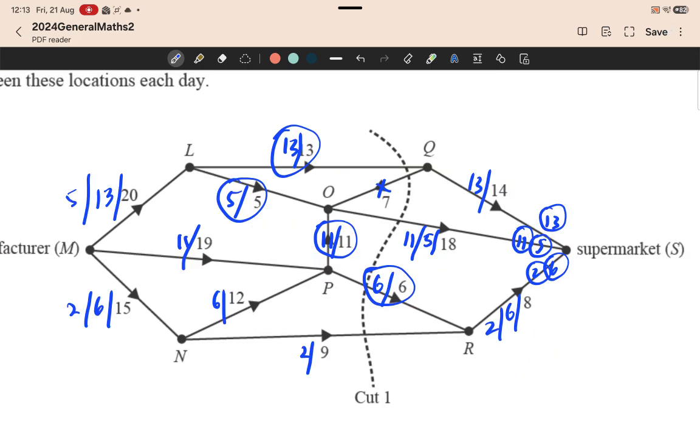Now the last question, part C, says, the manufacturer wants to increase the number of deliveries to the supermarket, and this can be achieved by increasing the number of deliveries between one pair of locations. That means along one particular edge. Complete the following sentences by writing the location in the boxes provided. To maximize this increase, the number of deliveries should be increased between which two locations?